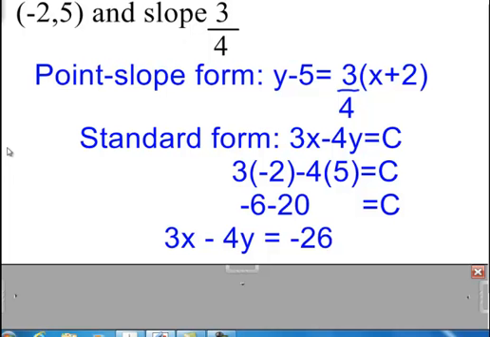See how easy this is? Bada bing, bada boom.